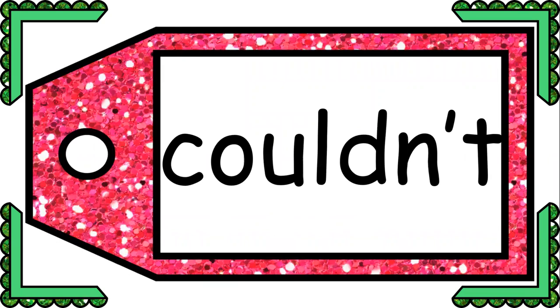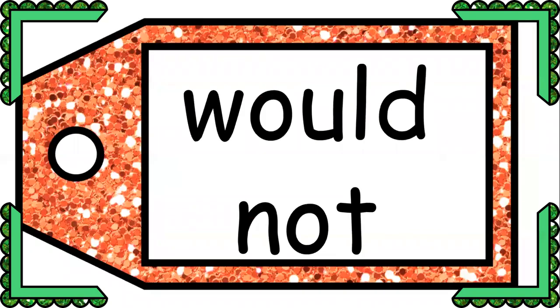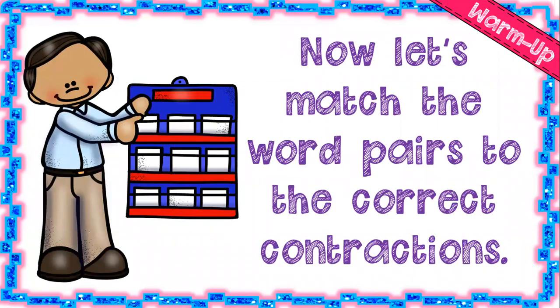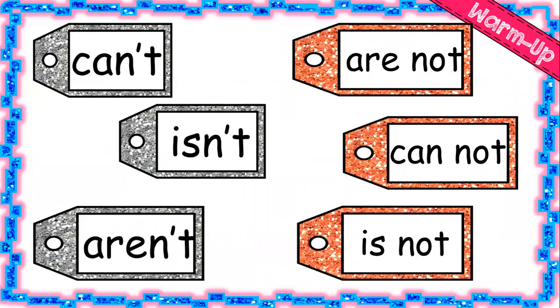Couldn't. What two words make up your contraction? Could not. Think of a sentence with could not. We could not find the noodles in the store. We couldn't find the noodles in the store. Would not. Wouldn't. What two words make up won't? We just went over this one. Can you remember what two words make up won't? Will not. Good.